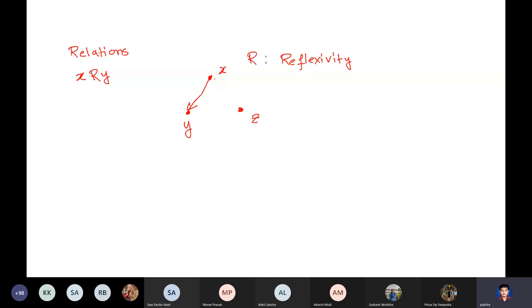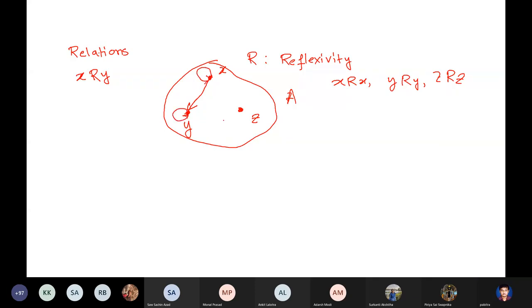what does it mean? For all the elements, let's say there are only three elements in A. For all the elements, X is related to X, Y is related to Y, and Z is related to Z. This means I have this kind of self loops.